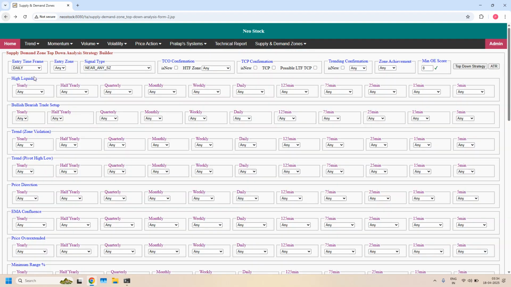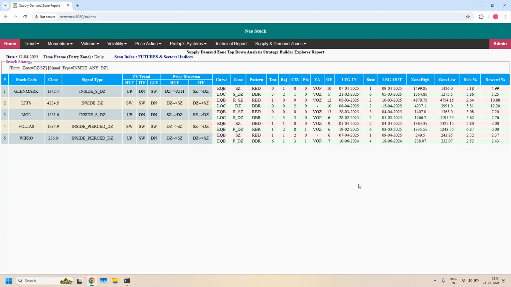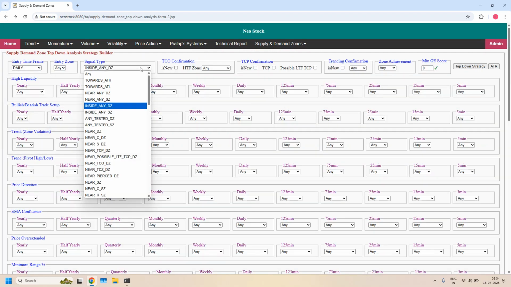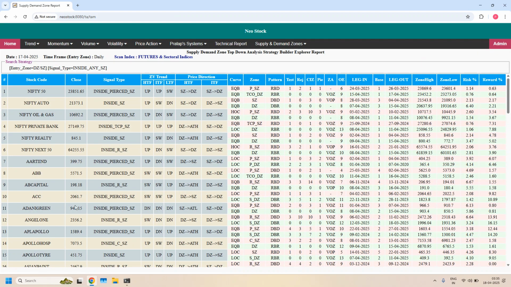Okay, next, for daily time frame, price closed inside the daily demand zone, we got 5 stocks. Next, daily time frame, price closed inside the daily supply zone. We got 15 stocks, first 15 stocks in the list. Scrolling the list down.